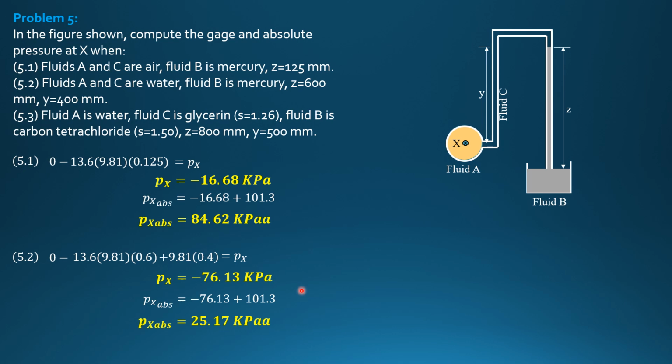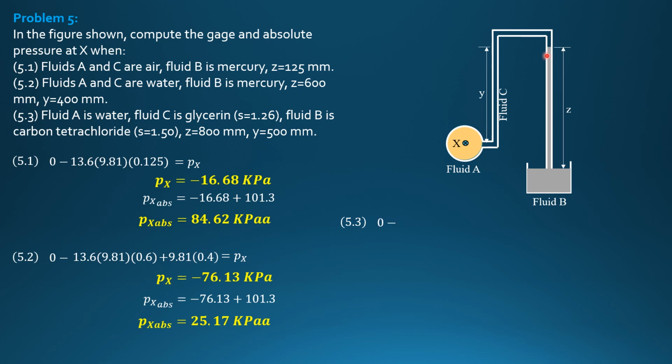Then last problem. So still fluid B is this time carbon tetrachloride. Fluid C is glycerin. Fluid A is water. So fluid A does not affect because it only occupies the vessel, the pipe. So beginning with this pressure is 0.